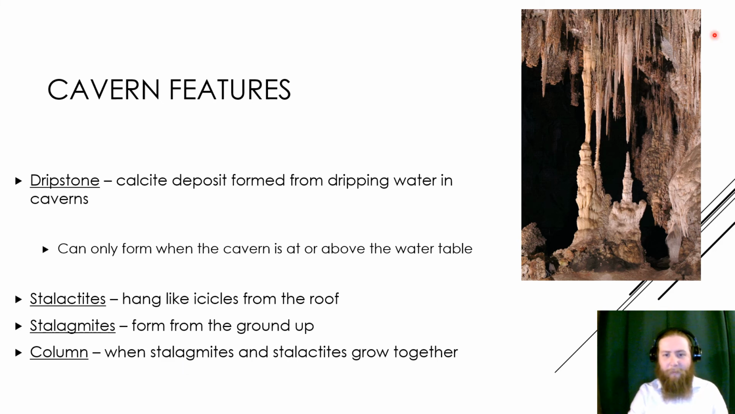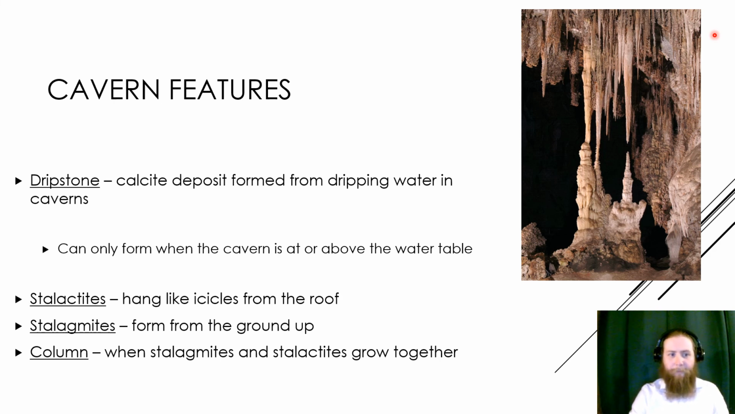This is formed by dripstone, which is a calcium deposit formed from dripping water in caverns. And these can only form when the cavern is at or above the water table, because this water is going to still be moving down. It's going to move down through that cavern to the water table and then continue its cycle towards the base level.